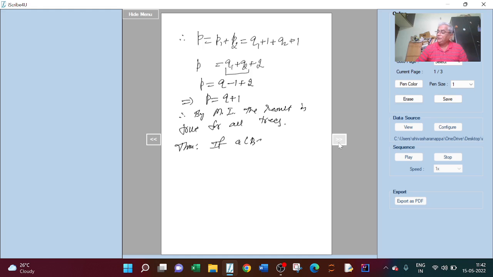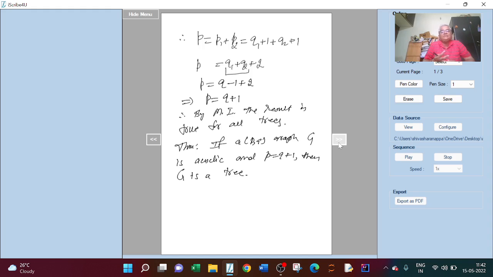If a PQ graph G is acyclic and P equal to Q plus 1, then G is a tree. Okay. So here suppose G is a PQ graph.